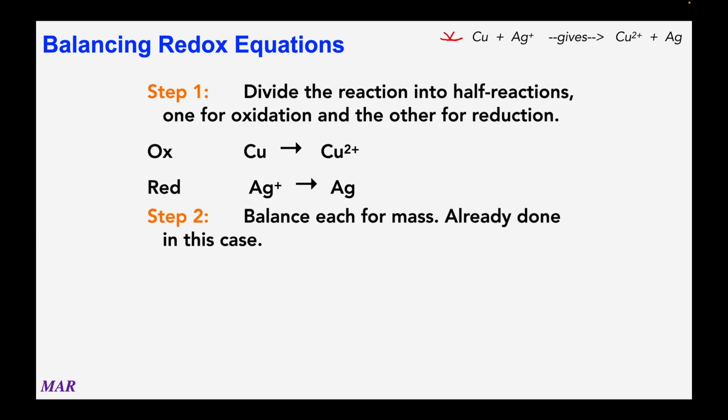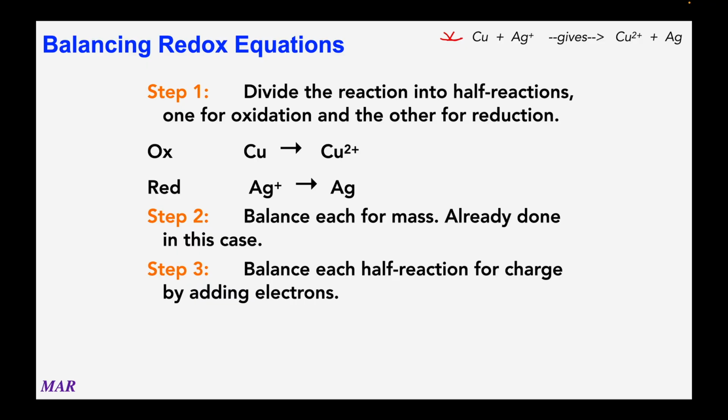Next thing to do, you want to balance them for mass. So you want to make sure that the atoms of copper are the same on both sides and the atoms of silver are the same on both sides, and they are. This one's so simple you don't have to do anything. But sometimes it won't be that simple and you have to balance it. We'll talk about that more later too. But anyway, this is balanced for mass.